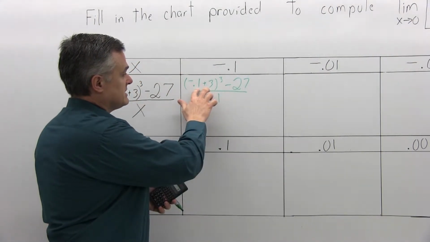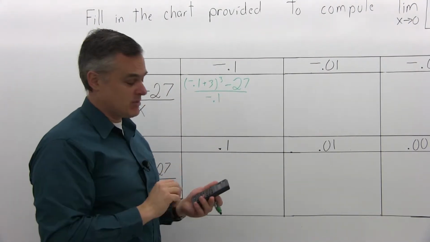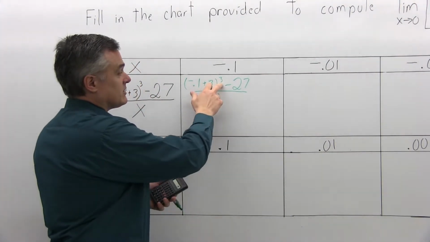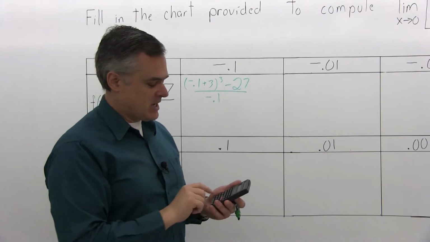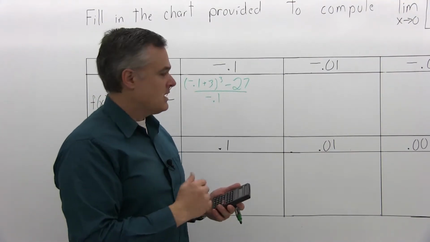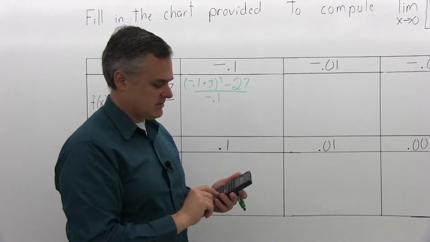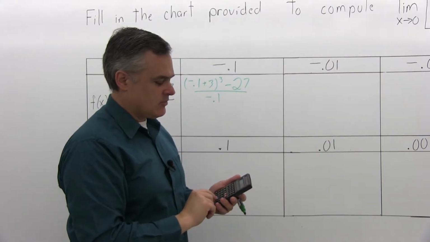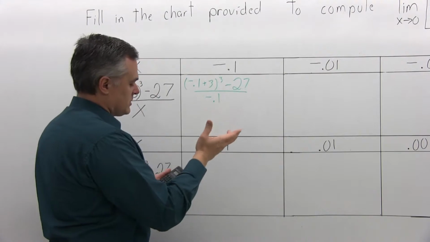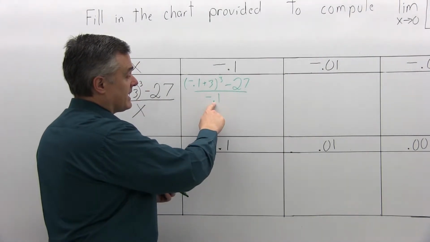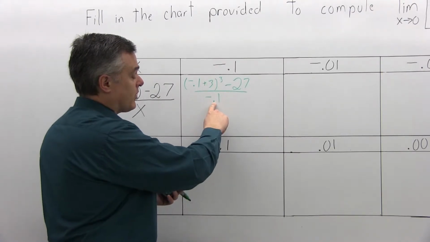So in my parentheses, negative 0.1 plus 3, I can do that part as 2.9. You want to raise that to the third power, 2.9 times 2.9 times 2.9. I get an answer for that. I'm going to subtract 27 from my answer. Press equals. I get a number on the screen. It's negative 2.611. And I'm going to divide that answer by negative 0.1.